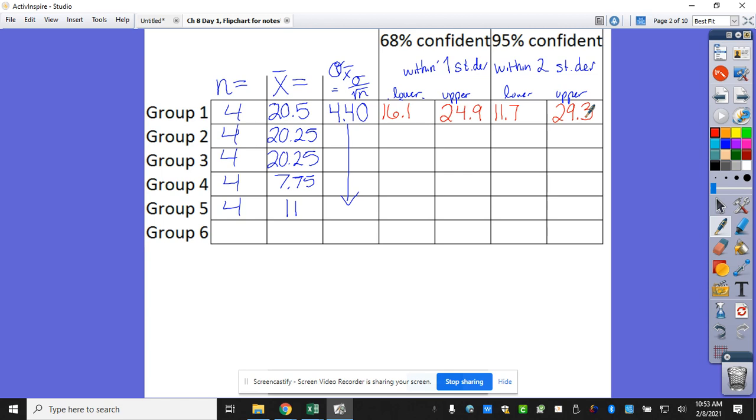So group two, what's my first lower? 15.85. And 24.65. Then my last one, 11.45. 24.05. 29. Group three, what's my first lower bound? 15.85. Oh, well, this is going to be easy because they're going to be the same.